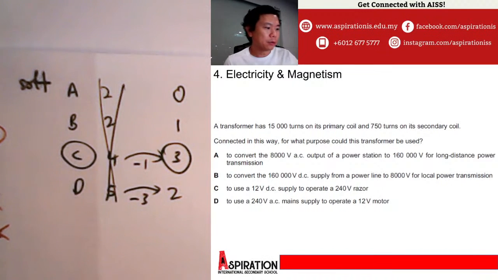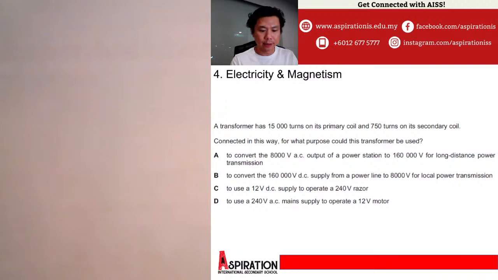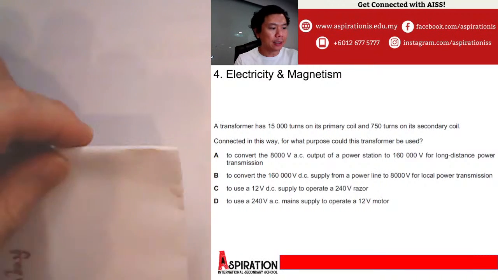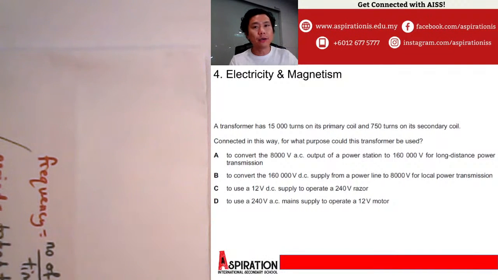Now, this is one good question for me to illustrate the effectiveness of eliminating wrong answers. When an answer is clearly wrong, automatically cancel it out. When you dismiss the answers that cannot be the answer, your chances of getting the answer right increase dramatically. So what is the word that we look out for when we attempt transformer questions?